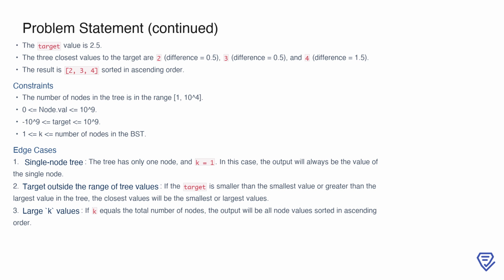Additionally, the problem specifies a few edge cases to consider, such as when the tree has only one node, when the target lies outside the range of the tree's values, or when k equals the total number of nodes in the tree. These scenarios help clarify how the solution should handle different inputs.